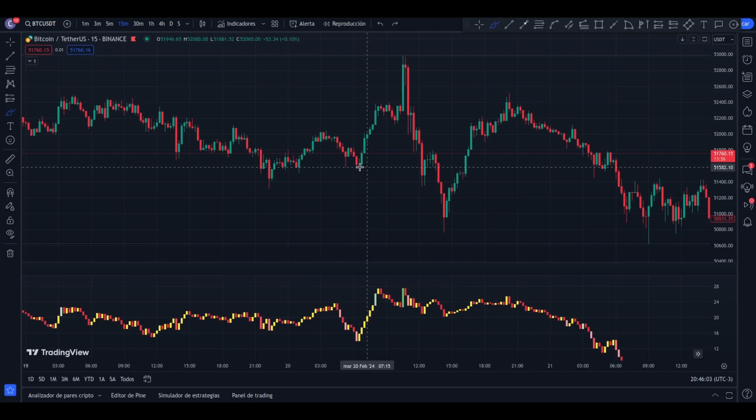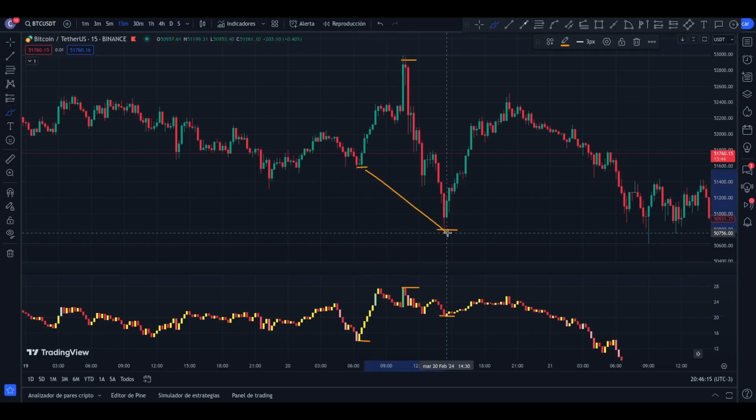To see the divergences, we are going to consider the highs and lows of the chart, and we are going to compare them with the same points on the CR volume. For example, here we have two lows on the chart. We see that in the CR volume the second low is higher compared to the previous one. This indicates a divergence in volume. From here, the price begins to rise.